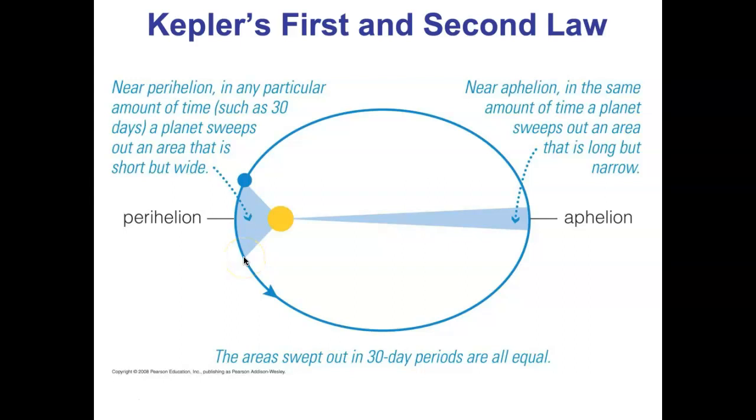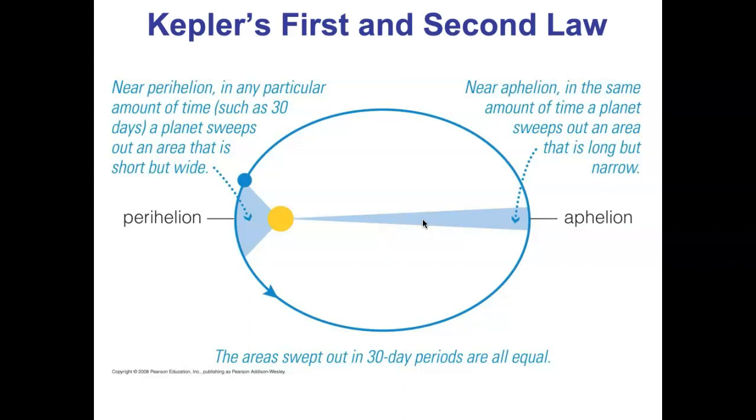Things that move a great distance in a short amount of time are moving fast, right? The planet must be moving fast over here and slow over here, right? The planet must be moving really slow because it only goes this distance in 30 days. The planet is moving really fast over here because it goes this distance in 30 days. That's why the short fat wedge and the long skinny wedge have the same area. That's the important thing to take away about Kepler's second law, right?